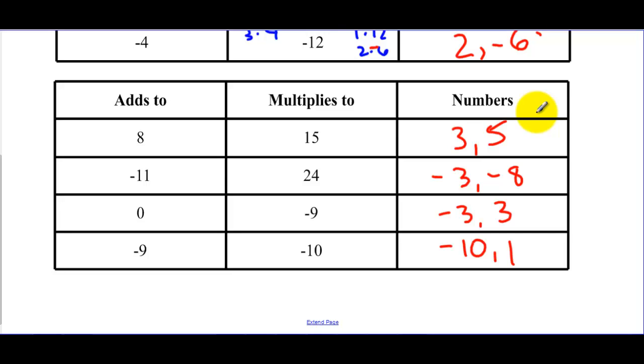Okay, so here's your completed table with all the pairs of numbers that you need to add to the adds column and multiply to the multiplies to column, right? For example, we can say 3 times 5 does give me 15, 3 plus 5 does give me 8.